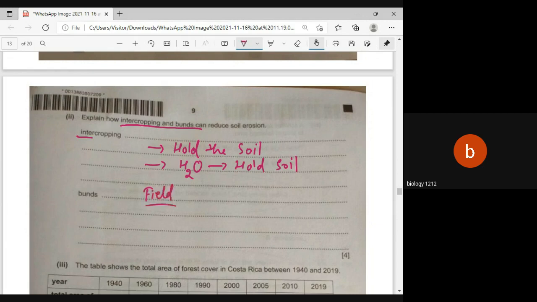Now, bunds are developed in the agricultural field so that they act as a barrier. Basically, it is acting as a wind barrier. When there is a wind barrier, the soil remains in its own place, due to which soil erosion can be reduced. So bund is one of the things here. About 4 points: 2 points for intercropping, 2 points for the bunds.